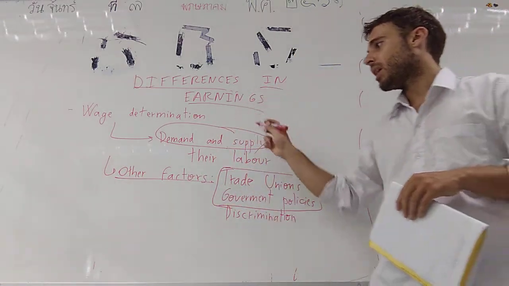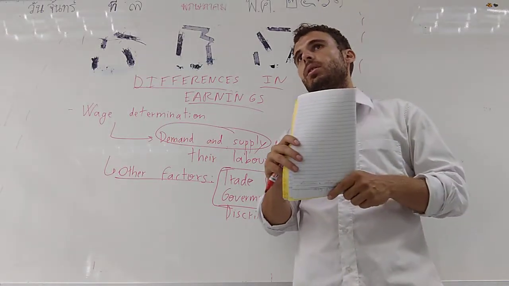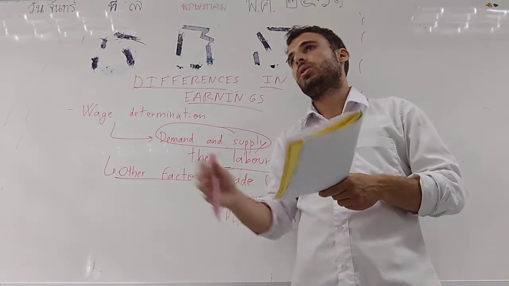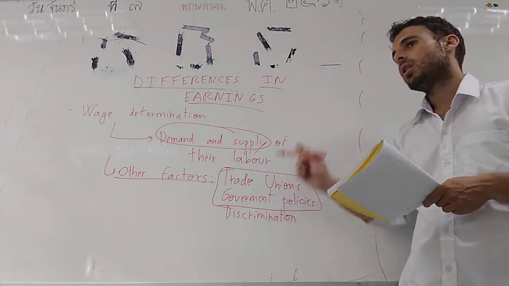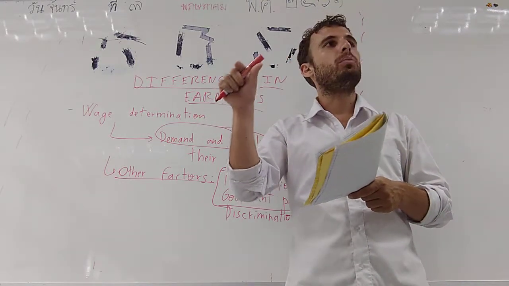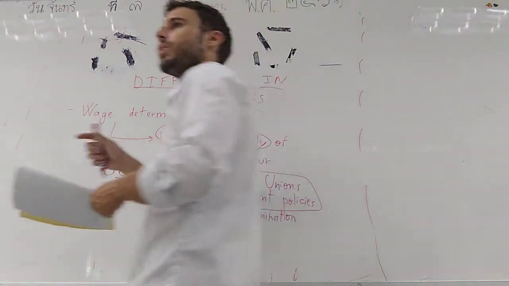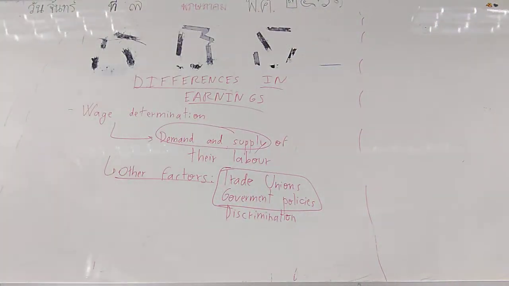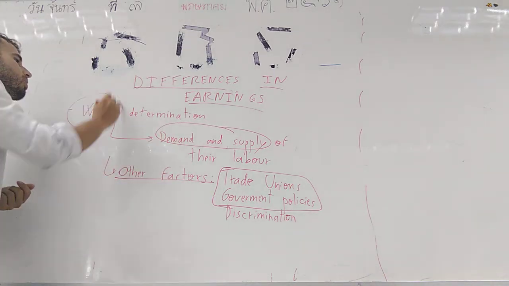Now, let's go to the other factors. If it is true that demand and supply will finally determine the price and salaries in an economy in a certain country, the other factors here, trade union and government policy, how do they impact on people's salary, on the labor market? Can anyone explain to me, or have an idea? Michael. Explain how trade unions and government policies can have an effect on wage.